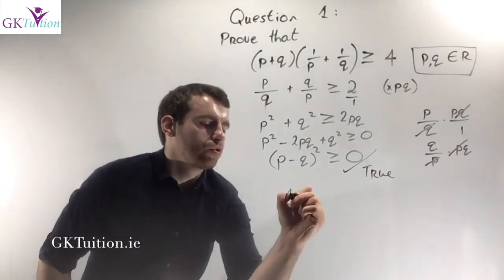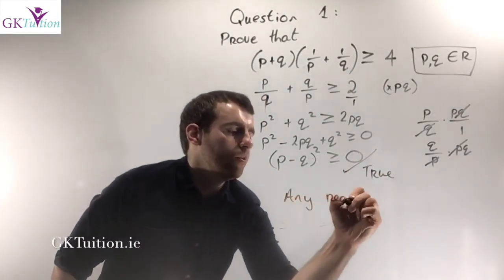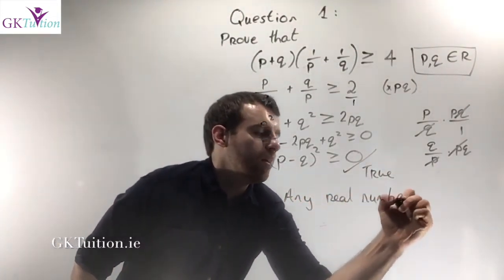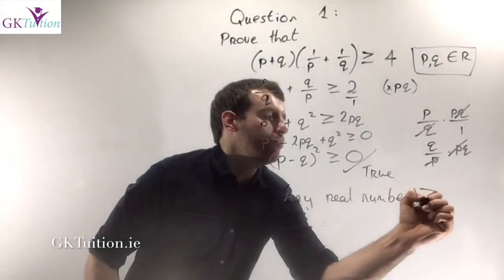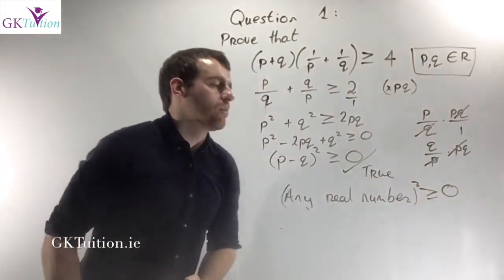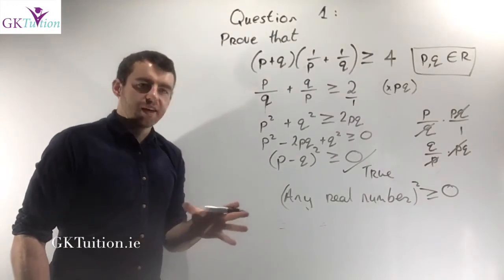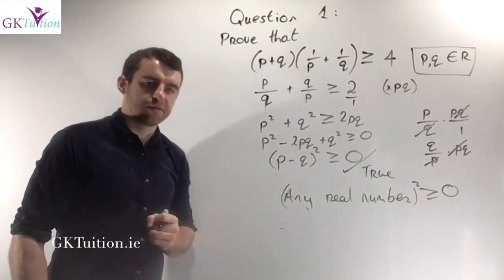The reason that that is true is because I know that any real number, if I multiply it by itself, is going to be positive. Any real number squared is greater than or equal to 0. So that's it. I get full marks for question 1 if I do that.